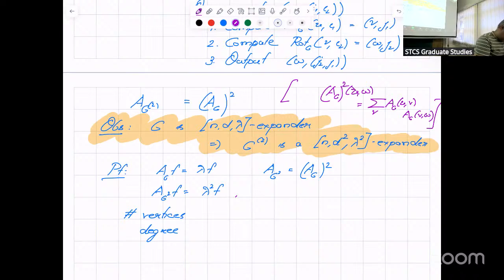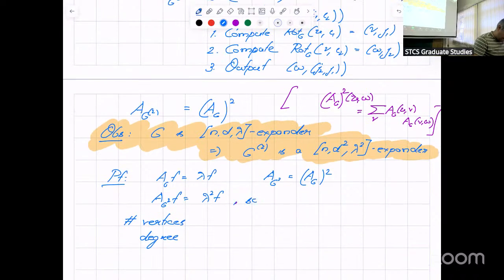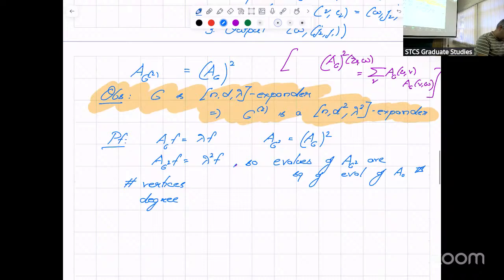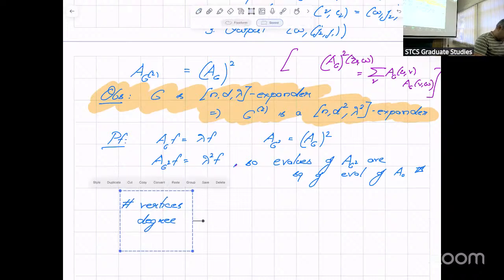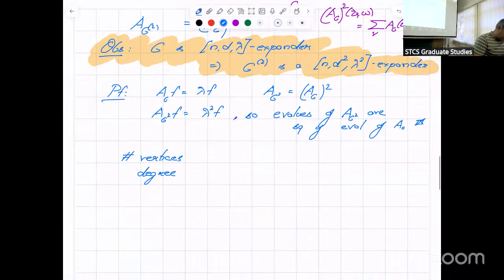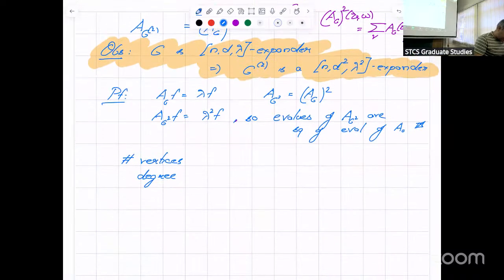So the eigenvalues of A_G squared are the squares of the eigenvalues of A_G. Let's look at these three. For squaring, of course, this is going to be very easy: the degree and the second eigenvalue lambda get squared. So this is unchanged.